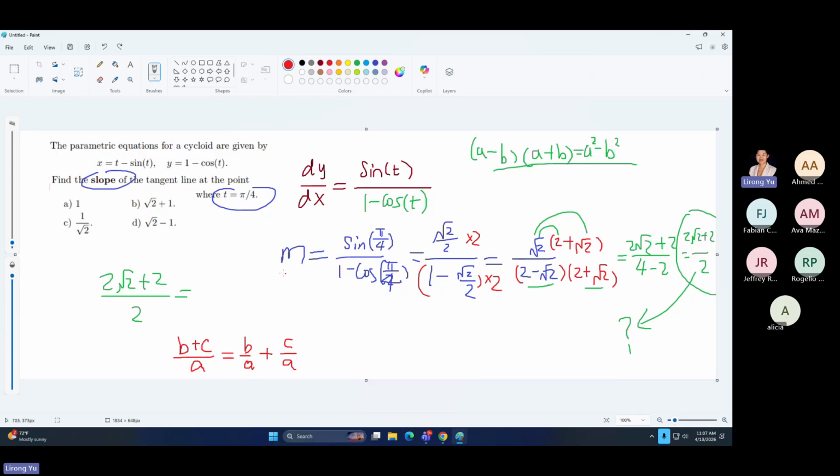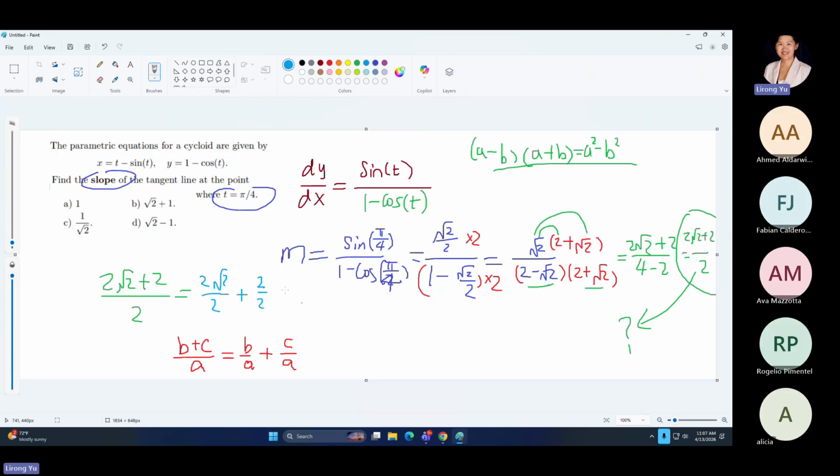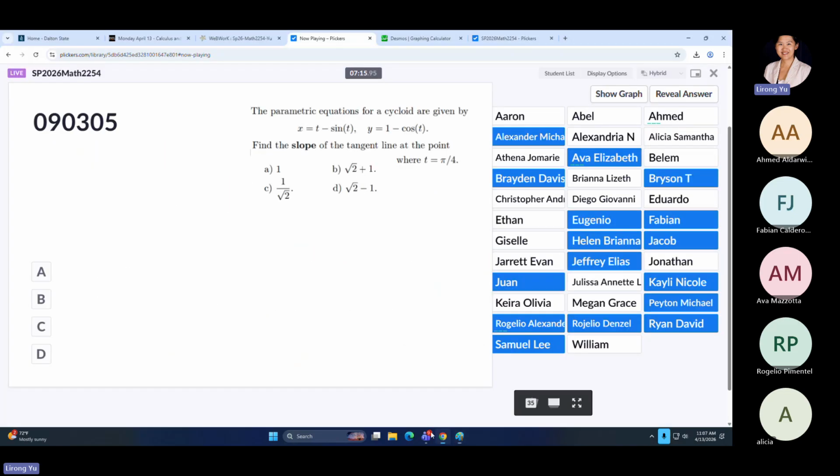All right, with our calculation, following this pattern, we'll get 2√2 over 2 plus 2 over 2. So that's really √2 plus 1 after we cancel the 2 in the denominator. Right, and that'll be the final answer. So the final answer for the question should be B.